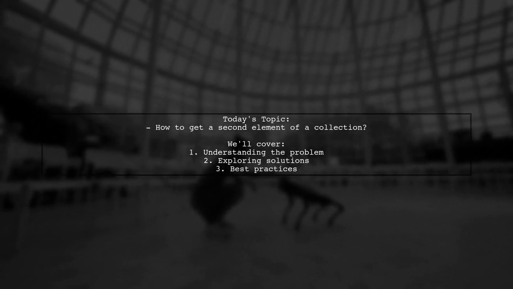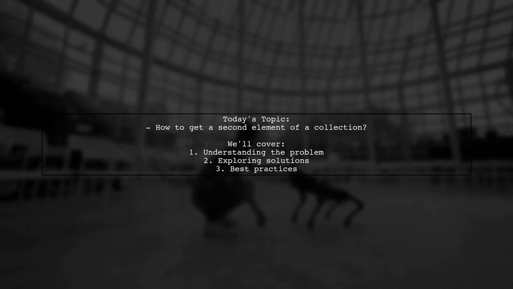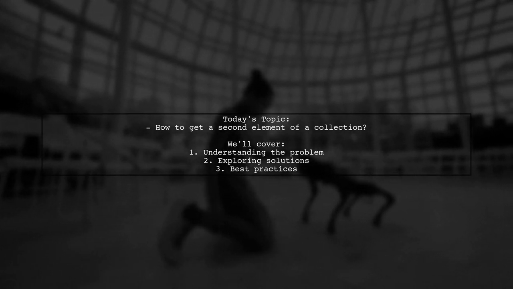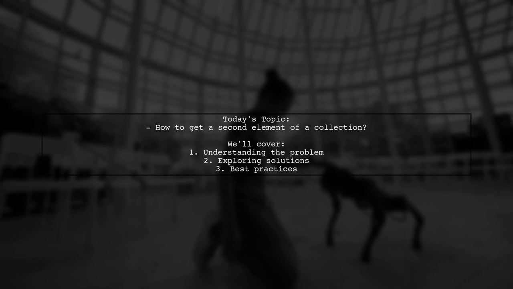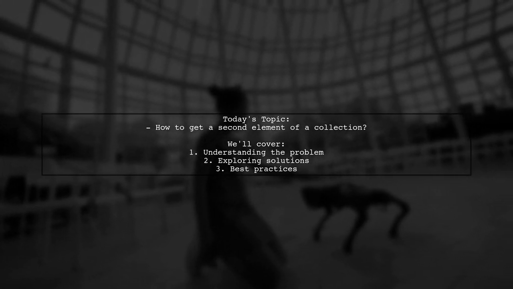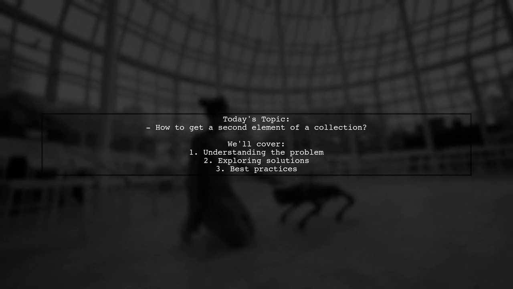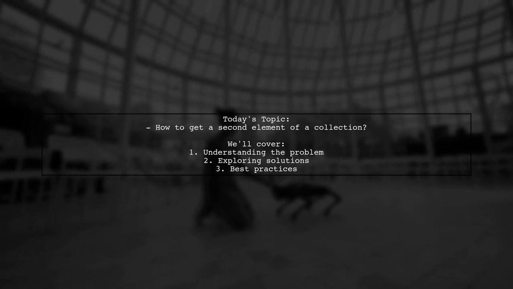Today we're tackling a question that many developers encounter when working with collections in Java. Our viewer is trying to figure out how to retrieve the second element from a collection of Rico beacons. They successfully got the first element, but now they're stuck. Let's dive into the details and find a solution together.